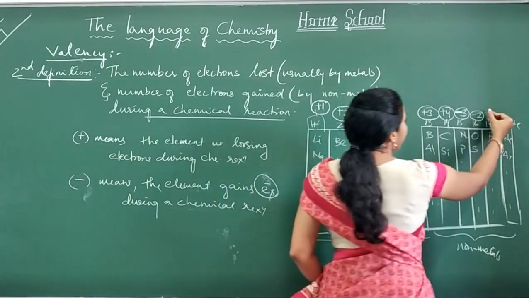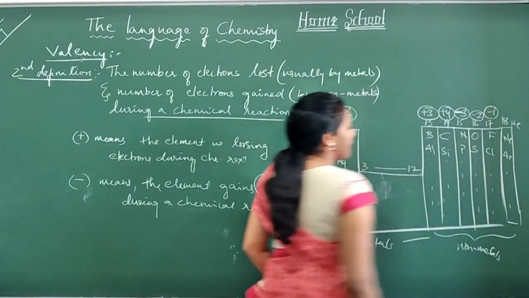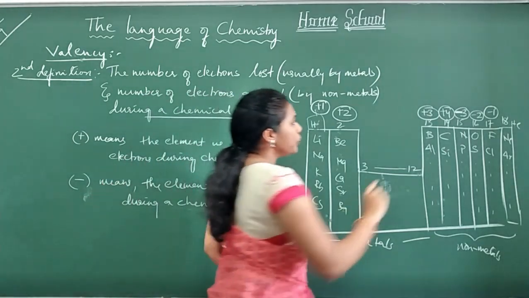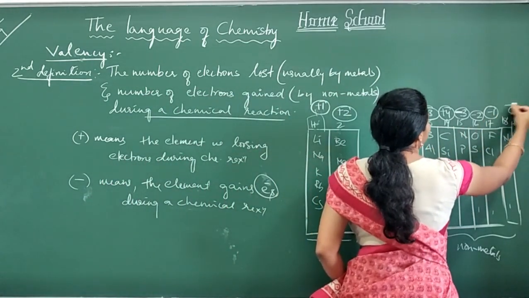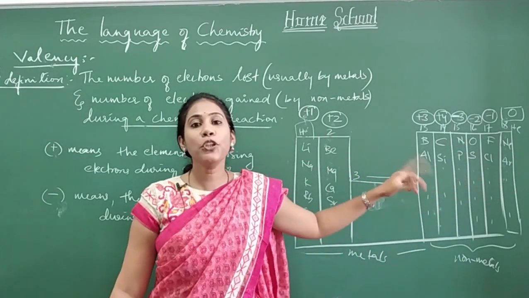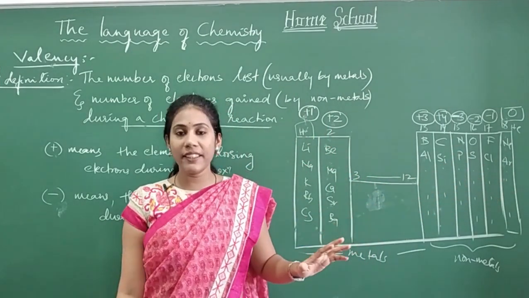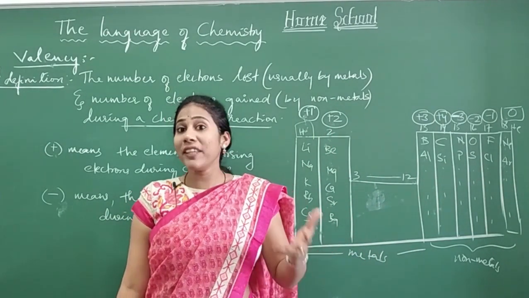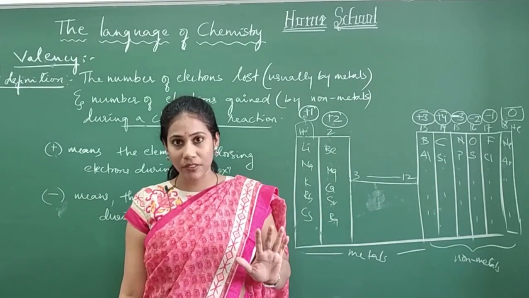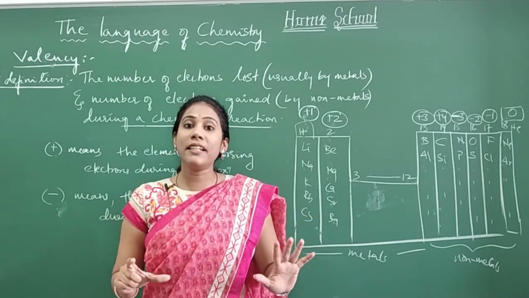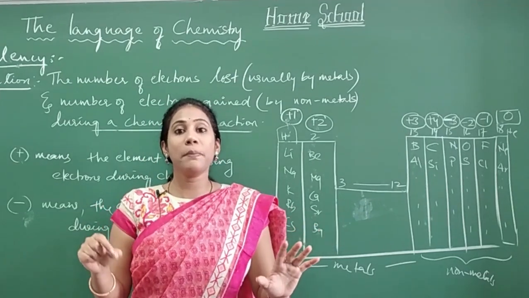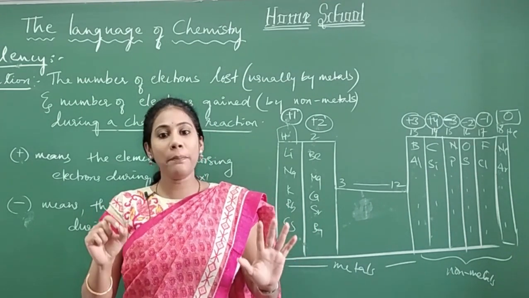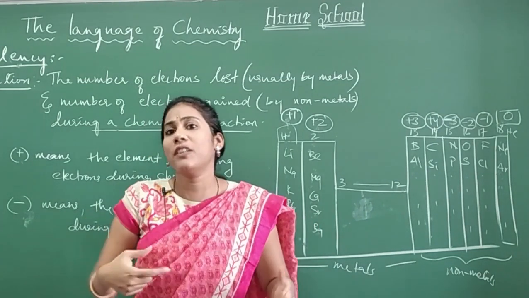And coming to 17th group elements, their valency is minus 1. They will always gain 1 electron from others. 18th group elements will have 0 valency, because they don't lose electrons and they don't even gain electrons. It's because they are much happier with the electrons they have. So they are in a stable condition. Stable condition in the sense of being in a state of happiness. Very much happy, because they have enough electrons with them.